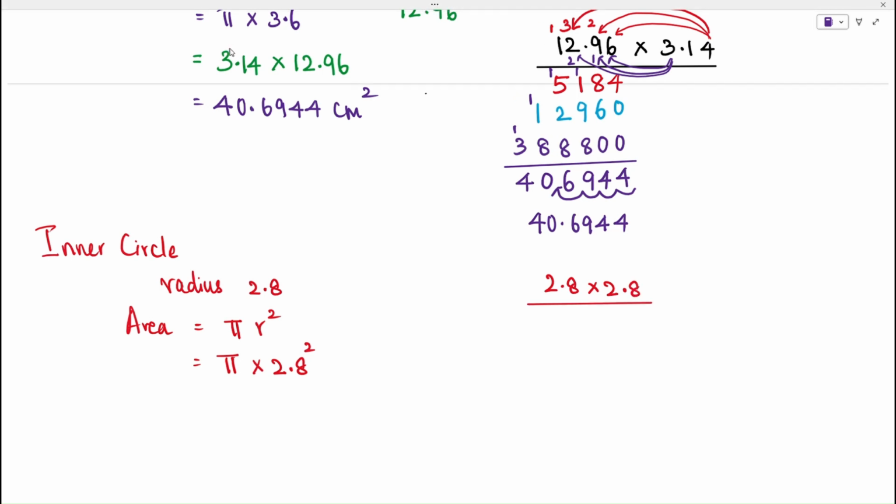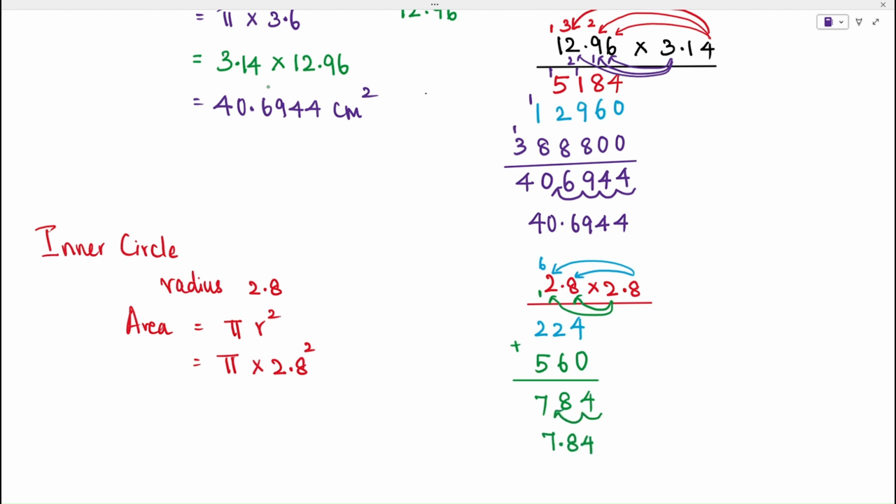8 times 8 is 64. So we write our 4 and carry our 6. 8 times 2 is 16. We add our 6. This gives us 22. We add a 0 because we're going to the next value over. 2 times 8 is 16. So we write 6 and carry our 1. And 2 times 2 is 4 plus 1 gives us 5. Add this together and we get 4 plus 0 is 4, 2 plus 6 is 8, and 2 plus 5 is 7. There are 2 digits on the right of our decimal point, so we move 2 across and we put a decimal point, so we get 7.84.